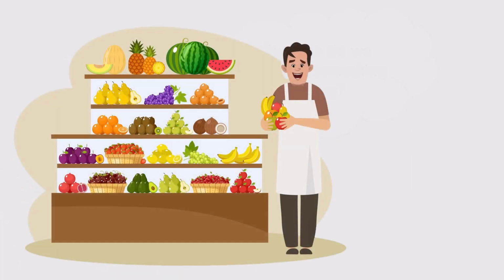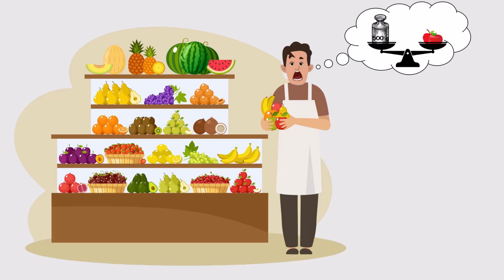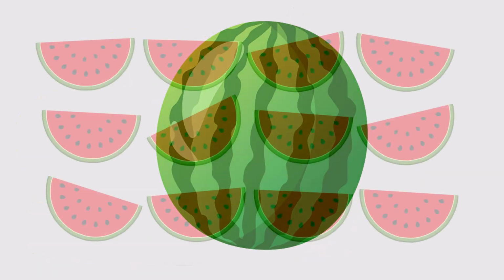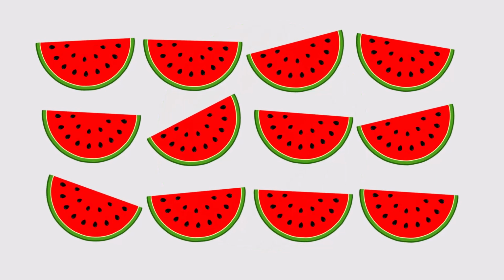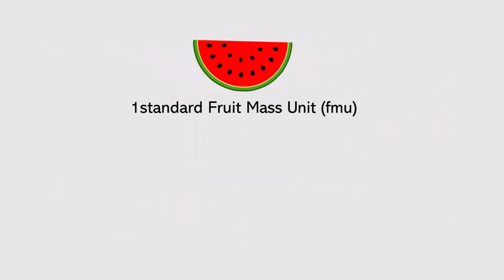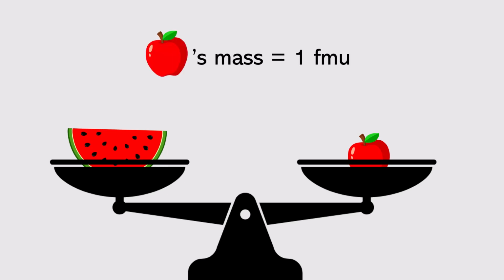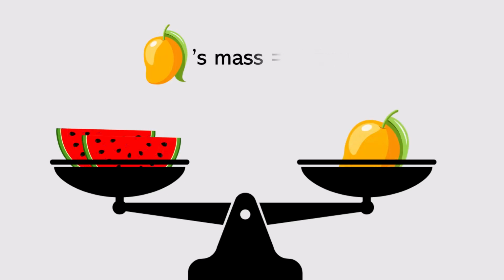Let's take the example of a fruit seller who forgot his weights for his scale. But he still needs a way to compare how heavy his fruits are. What does he do? Well, he has an idea. He takes a watermelon and slices it into 12 equal parts. Now he uses one piece of watermelon as his standard fruit mass unit, or FMU. If an apple feels as heavy as one watermelon slice, then the apple's mass is 1 unit or 1 FMU. If a mango feels like 2 slices, then its mass is 2 units or 2 FMU.